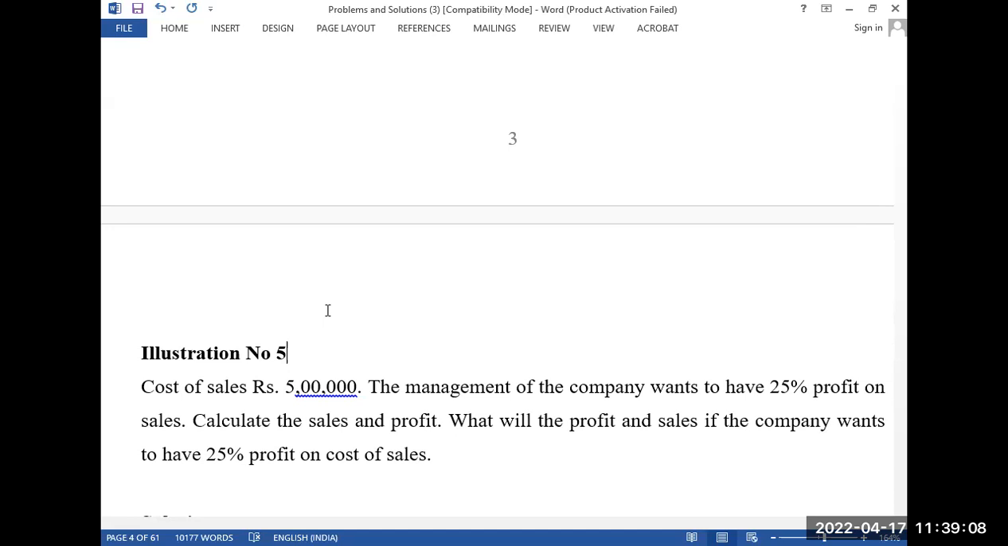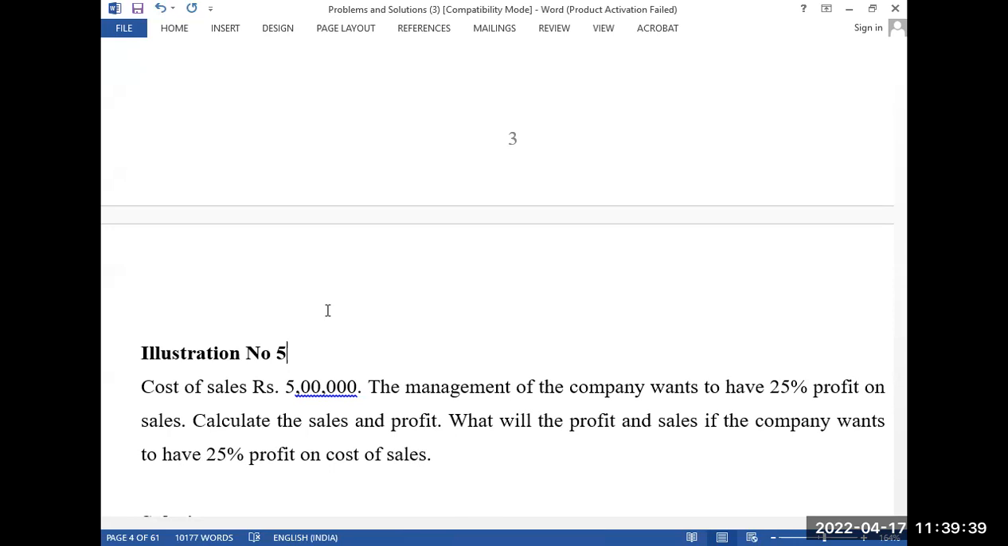1 lakh 25. How, madam, can you prove this? How did you arrive at that? If the profit is 25% on the cost of sale, cost of sale is 5 lakh. No, 25% is not on cost of sales. Sorry, I was confused, sir. 25% on sales. Please allow me to write it down. If you don't know, you have to write it. There's no other way.